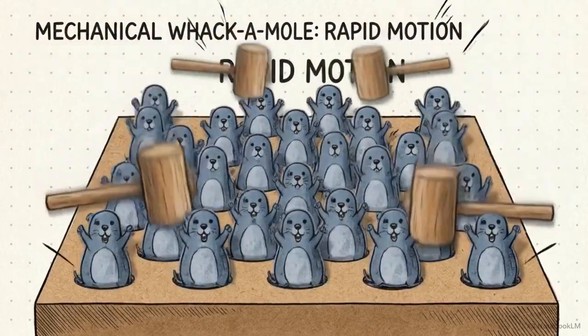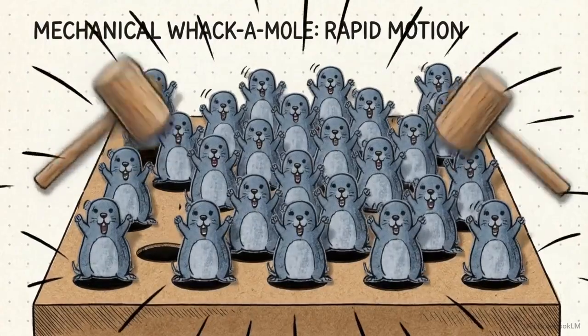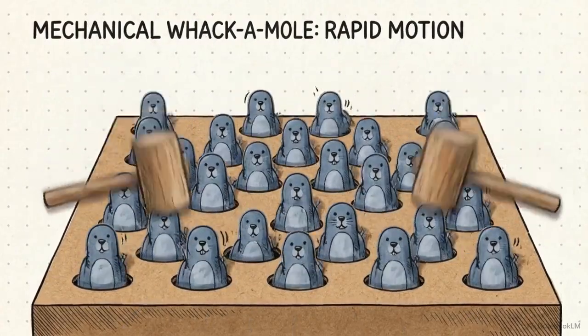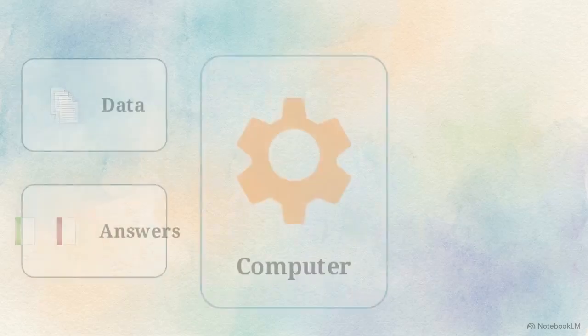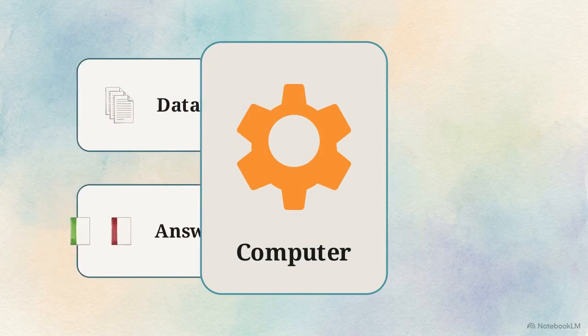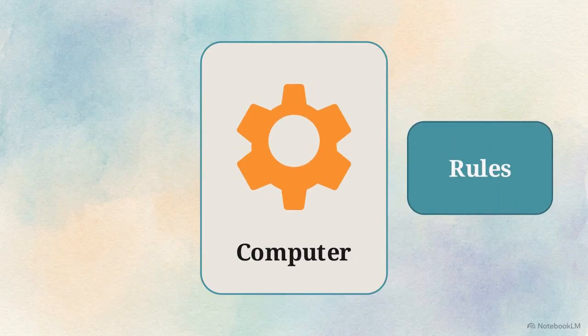If you try to hand code a specific rule for every possible edge case, you end up playing an endless game of whack-a-mole. Machine learning solves this by flipping the process upside down. Instead of a human writing the rules, you give the computer a massive pile of examples, and the computer figures out the rules on its own.